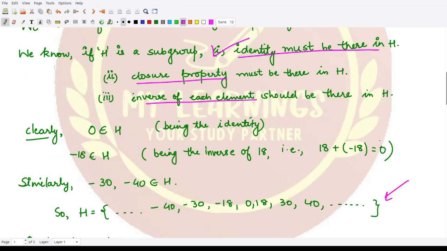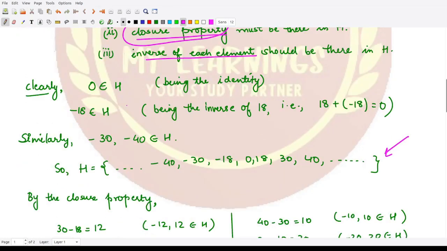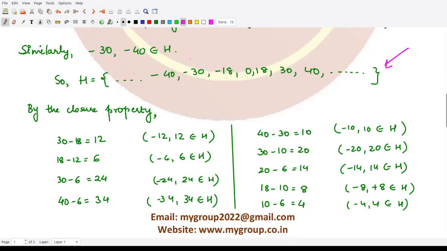It may contain a few more elements as well. Let's now check the closure property. Closure property says that if you take any two elements from this set H and apply the group operation, which is addition, you get some member which should also be there in H, since H is a subgroup. Suppose we take 30 and minus 18, so you get 12. 12 is not present here, but it should be present in H. Now its inverse should also be there, so minus 12 also should be in H.